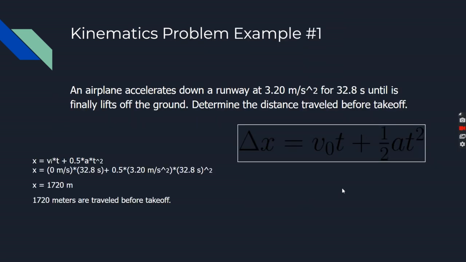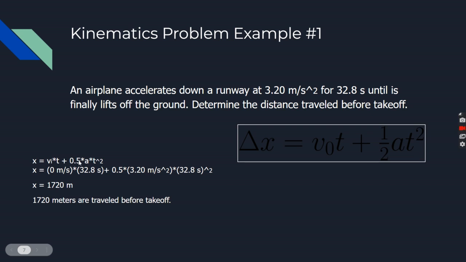So then I have an example problem. In this example, an airplane accelerates down a runway at 3.2 meters per second squared for 32.8 seconds until it finally lifts off the ground. Determine the distance traveled before takeoff. And you can use the second kinematics equation, which is on your reference sheet.